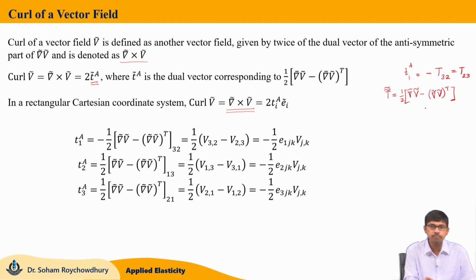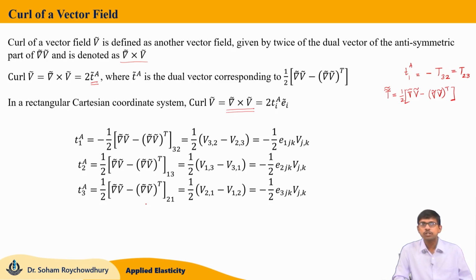So here we are putting those definitions of the dual vector which we had derived earlier, and the first term T_1A becomes half of v_3,2 minus v_2,3, which with the help of the permutation symbol can be written as minus half of e_1jk v_j,k.